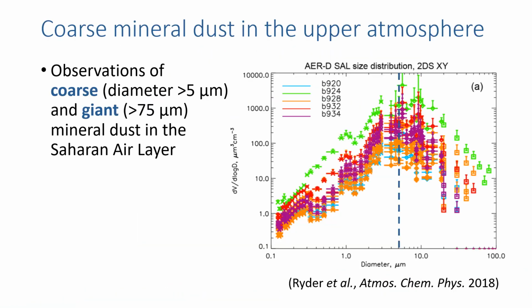This work is motivated by numerous observations of coarse mineral dust in the upper atmosphere. Commonly, dust is considered coarse if its diameter is greater than 5 micrometers and giant if it's greater than approximately 75. On the right is a volume distribution of dust in the Saharan air layer several kilometers above the Earth's surface. The dashed line is at 5 micrometers, such that everything to the right is coarse and giant, and you can see that a large portion of the dust volume in the Saharan air layer is in this coarse regime.